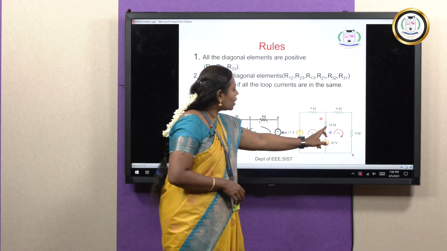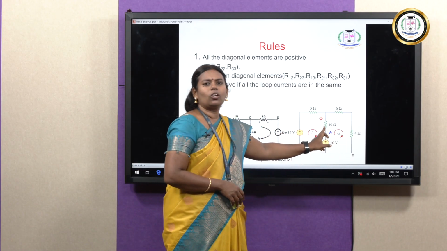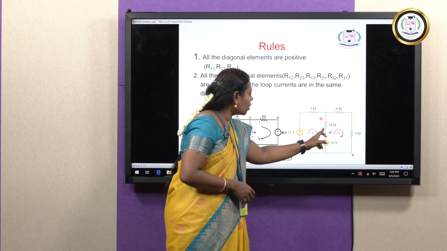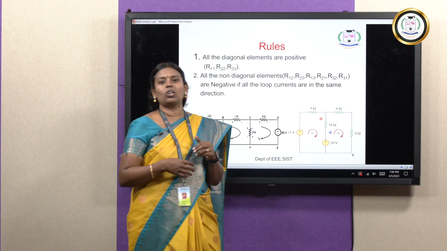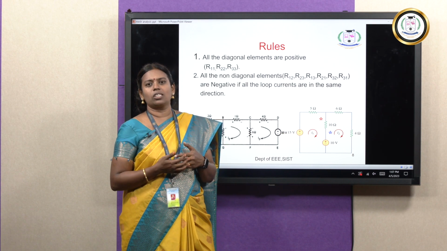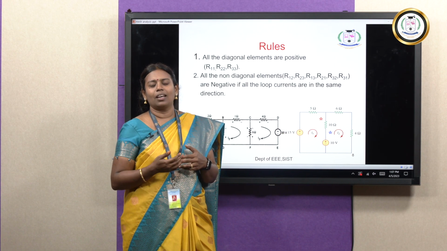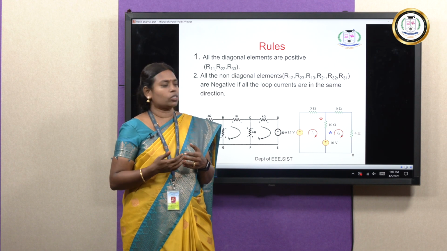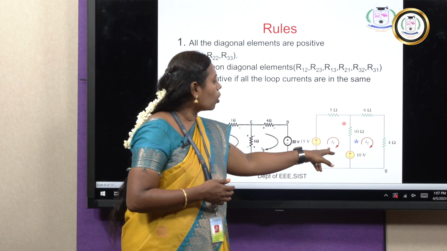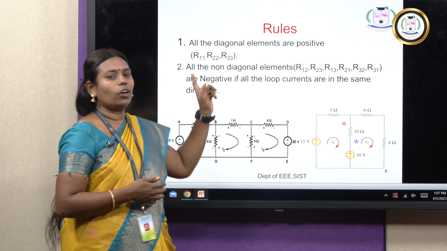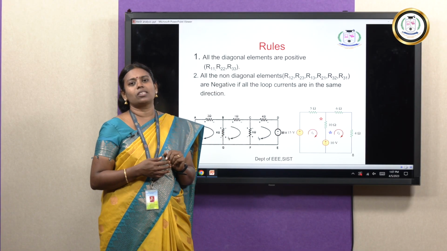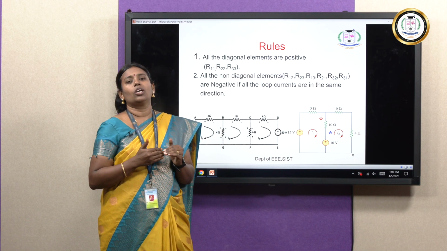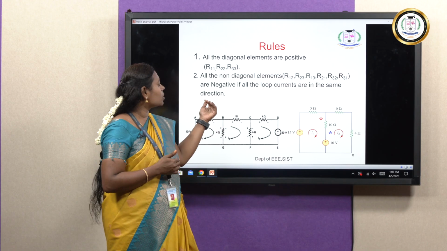Similarly, for the second loop, you are going to assume the current as I2, that is also going to flow in the clockwise direction. So if you are seeing this circuit, what you can observe is that both the currents I1 and I2 are flowing in the clockwise direction. So if both the currents are flowing in the clockwise direction, you can make the non-diagonal elements negative.